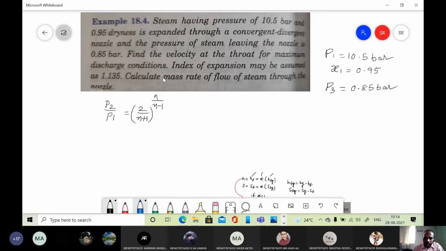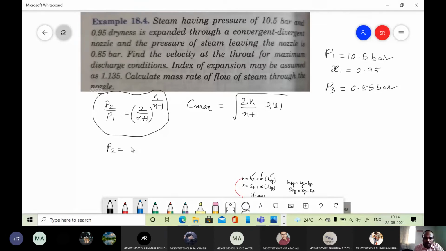Now tell me, what is the Cmax formula? Maximum velocity formula: 2n by n plus 1 into P1 V1. If you remember, maximum velocity means, in the velocity formula, if you substitute this condition, you will get maximum velocity. Yes, sir. Right. So I think directly P2 we can calculate by using this formula.